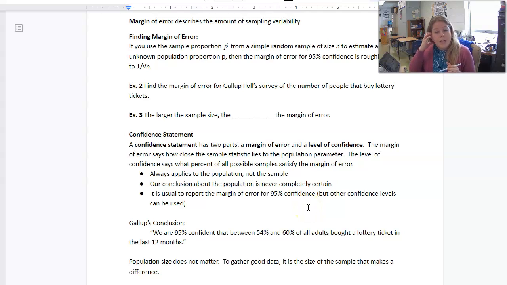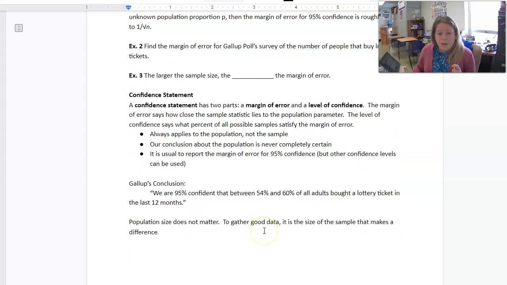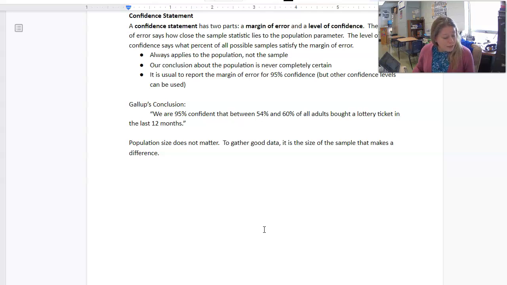So then we have this range. So anywhere between 54 and 60 should be accurate. If something falls outside of that range, there's only a 5% chance that the actual value will be outside of that range. That's what the 95% level means. So 95% chance that the real value is in there, 5% chance that the real value is outside of that. Okay. See, population size doesn't matter to gather good data. It's the size of the sample that makes a difference.